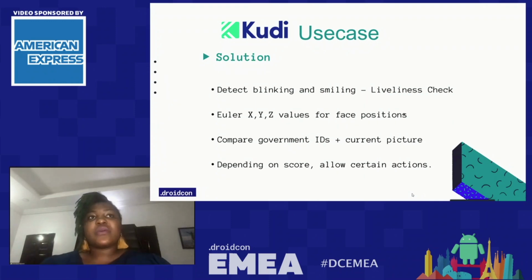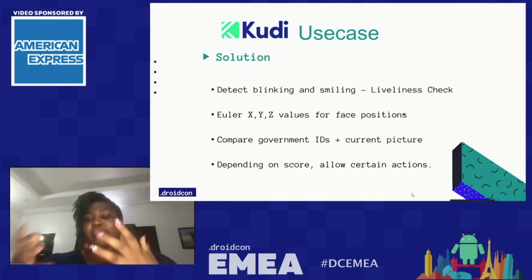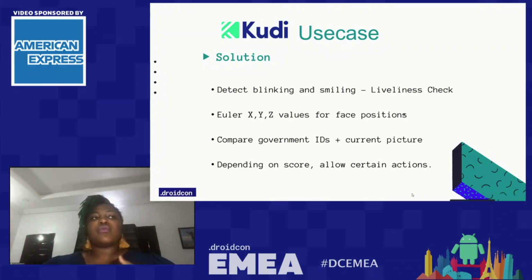So how were we planning to use ML Kit and machine learning in general? First of all is a liveness check, to be sure that the person that is currently snapping and uploading this picture is a real person, and not a photo of a photo, like a real face at that time. So we used ML Kit to detect that this person had blinked. I mean, a photo of a photo will not be able to blink. So it's a simple step for us to curb that.